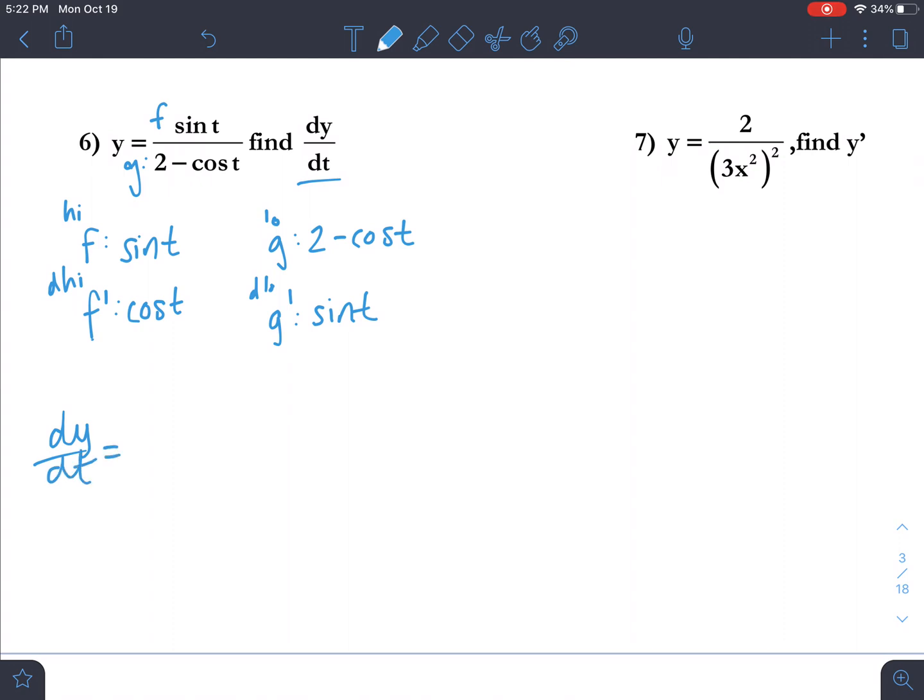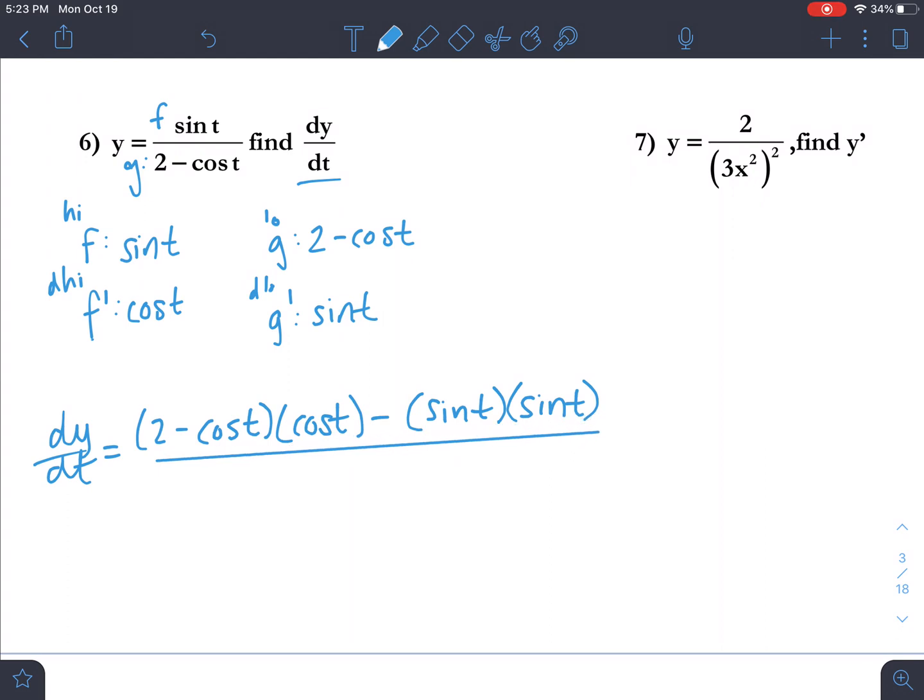Okay, low d high minus high d low all over low squared. All right, so see how you feel about that. So again, it's low d high, aka g times f prime, minus f times g prime, all over g squared.